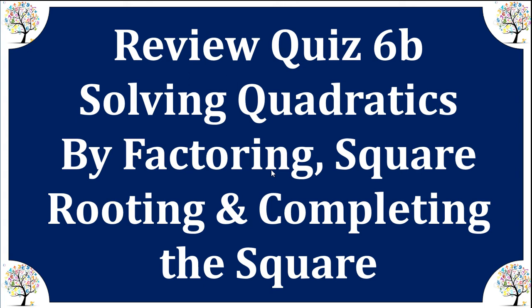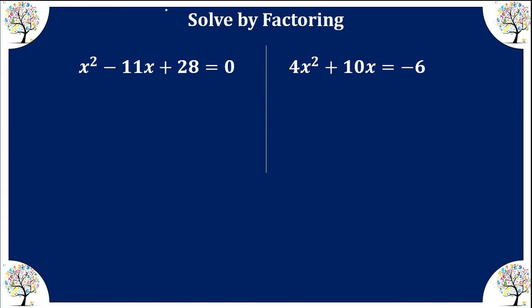Hey everybody, let's review how to solve quadratics by factoring, using the square root method, and completing the square. Recall that solving a quadratic is finding the x-intercepts of the parabola. For example, we could have two solutions where a parabola intersects the x-axis at 2 points. We could have one solution where the vertex of the parabola is also the x-intercept, or we could have no solution where our parabola turns up and it is above the x-axis.